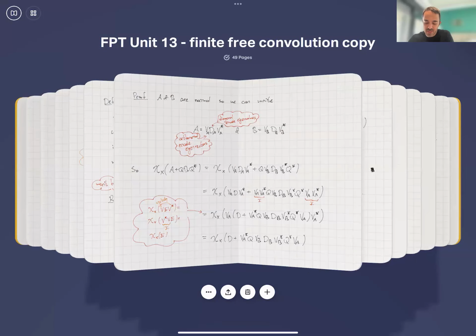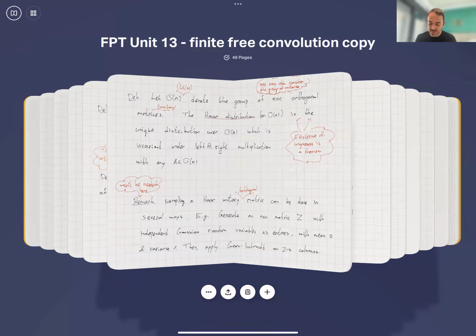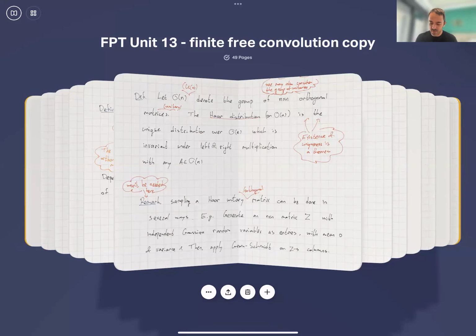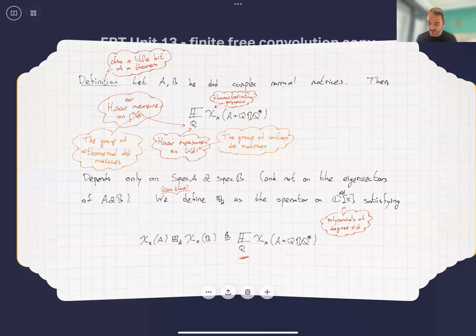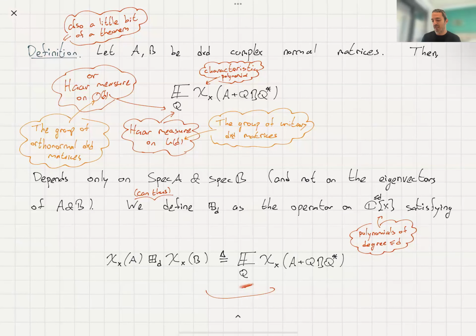Okay, and the last thing we did, if I remember correctly, was to actually prove the part of the definition which is a theorem, namely that this definition is not ill-defined, it's well-defined. Namely, it is indeed the case that this expectation depends only on the spectrum of A and the spectrum of D, rather than on the eigenvector structure.